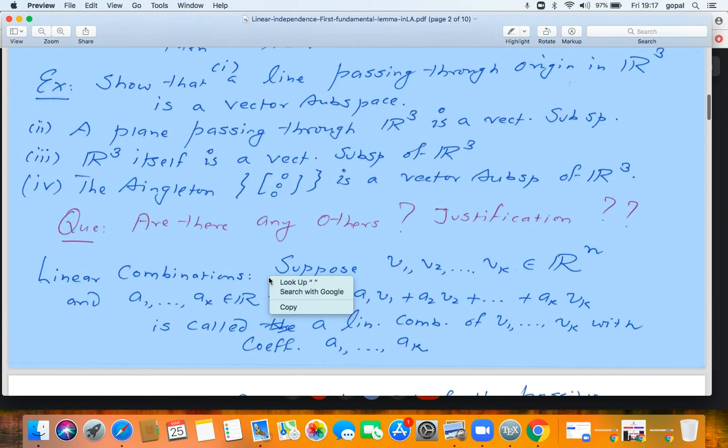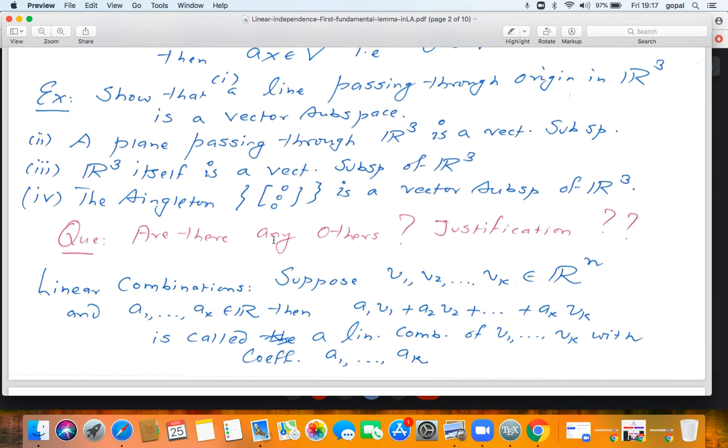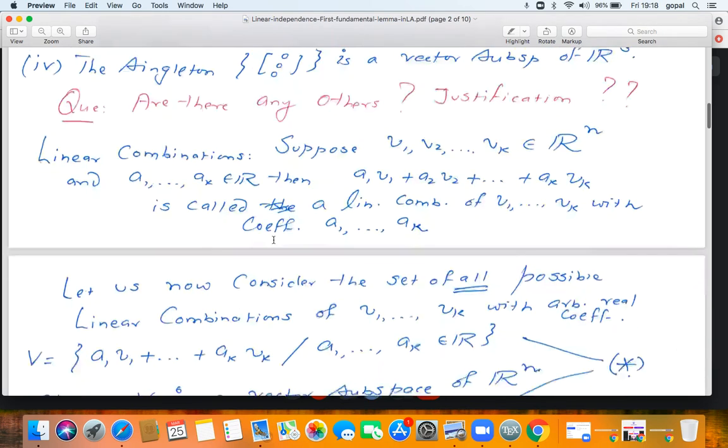So now that is a nice geometrical example. Now let us do a little more algebra. Suppose you have taken vectors v1, v2, ..., vk in Rn, and I take scalars a1, a2, ..., ak. Then I form a1 v1 plus a2 v2 plus ... plus ak vk. This combination is called a linear combination of v1, v2, ..., vk with coefficients a1, a2, ..., ak.